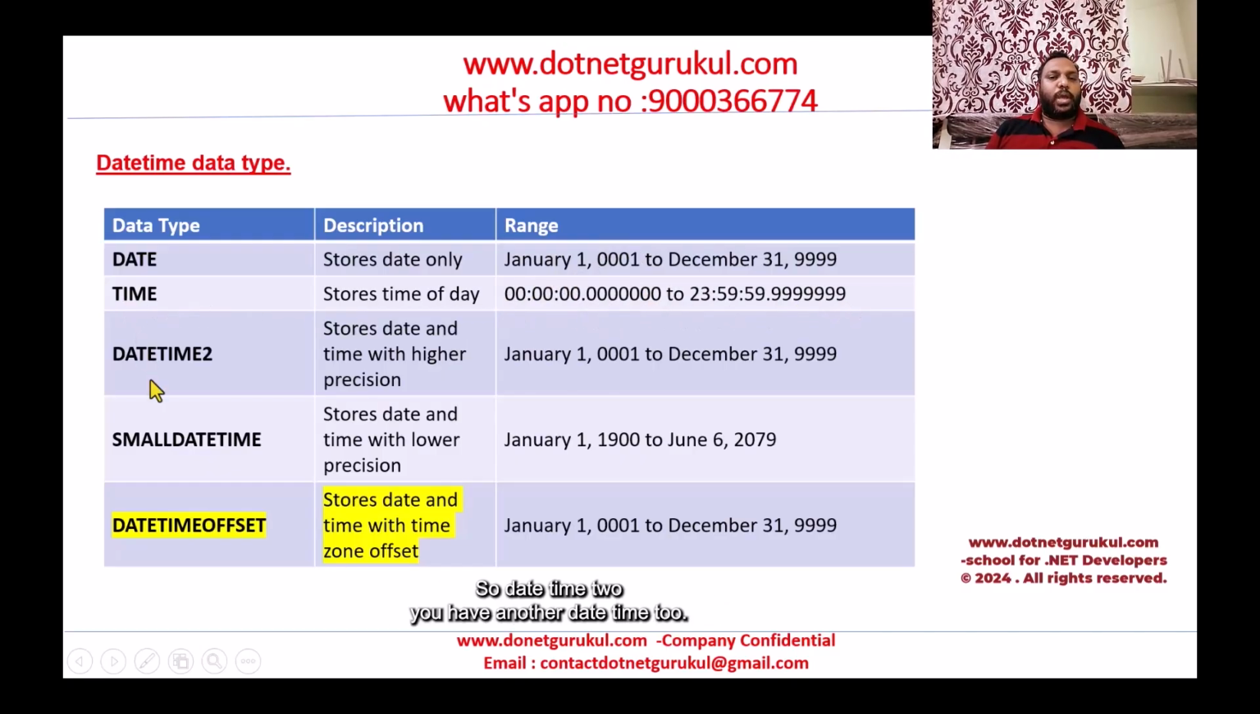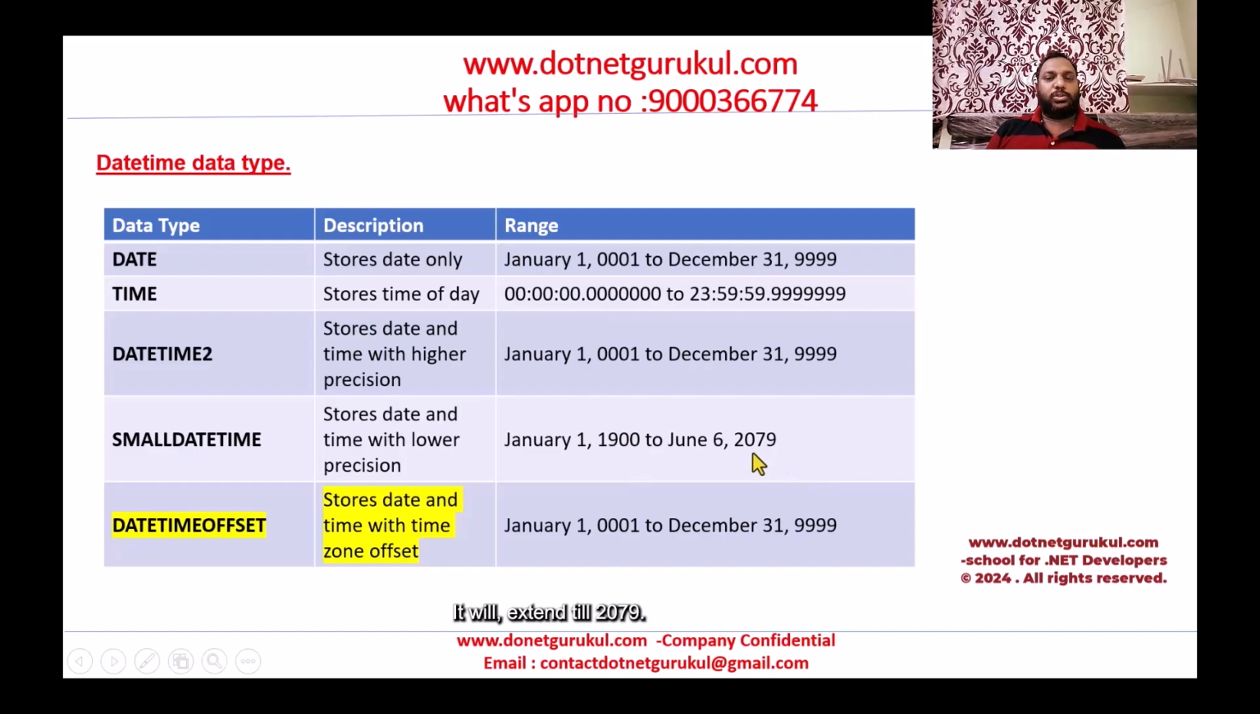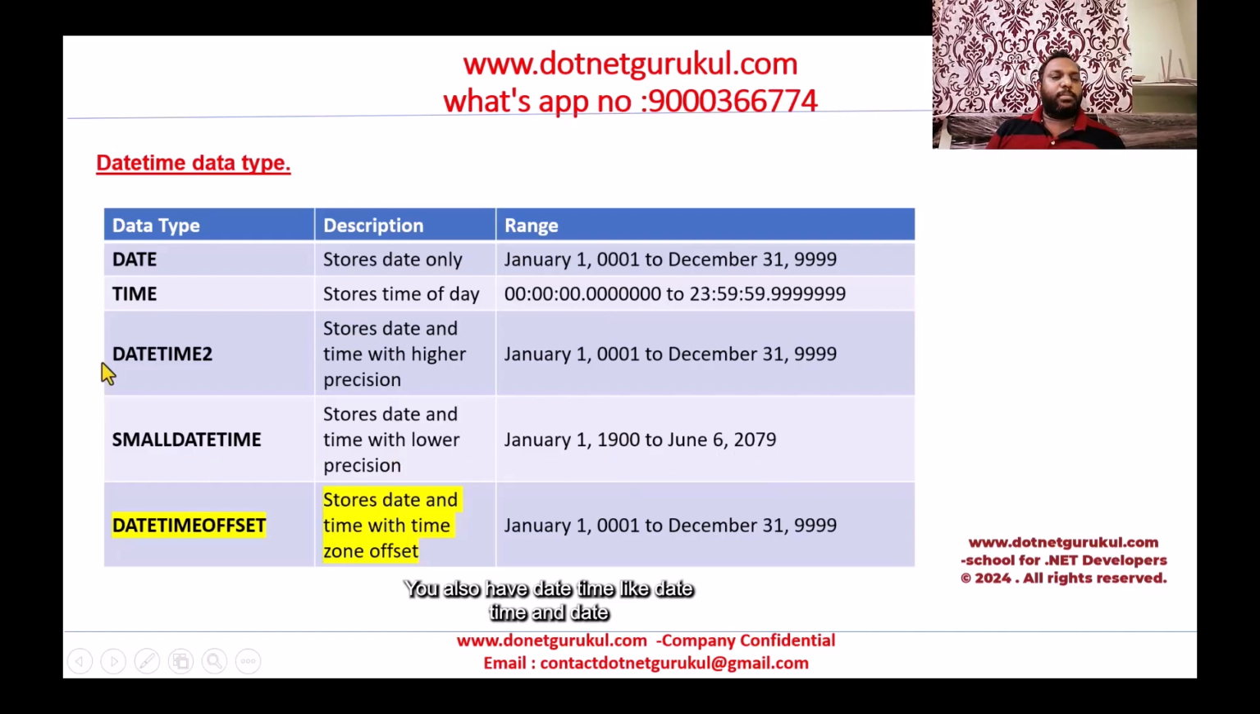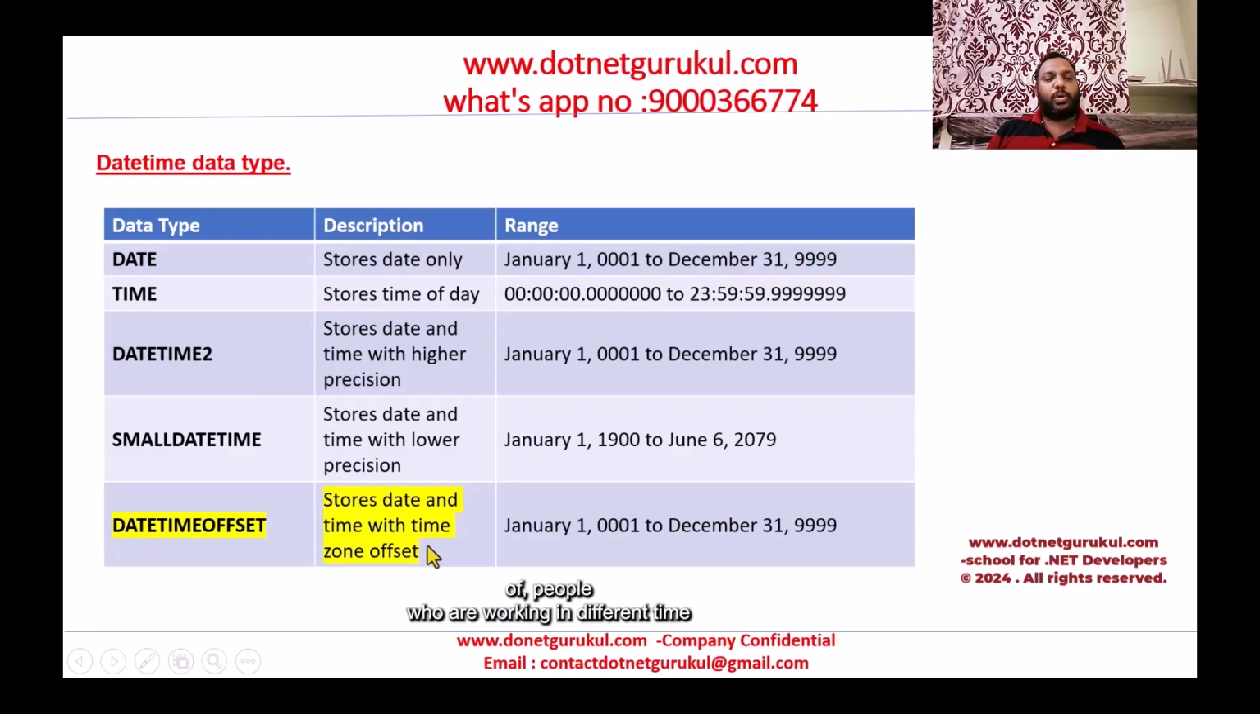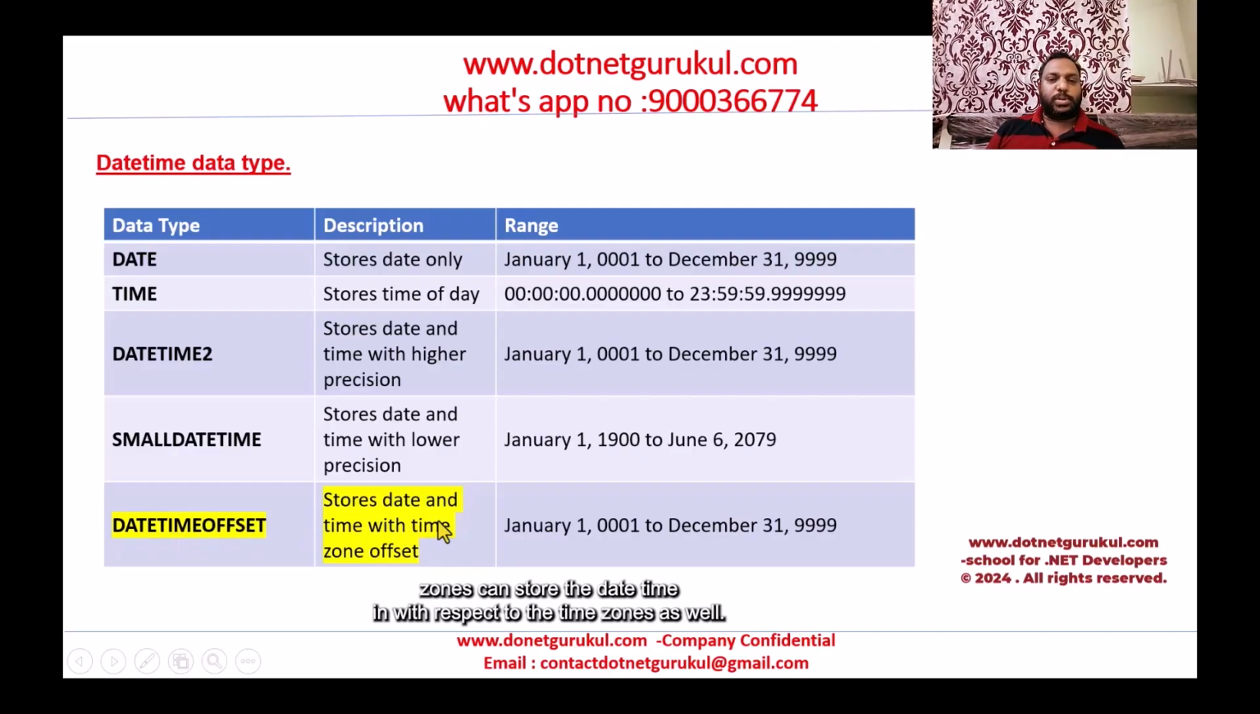DATETIME2 is another type with better precision, a combination of both date and time. You can have a better precision compared to DATETIME. And you have SMALLDATETIME, with this particular range, which extends till 2079. DATETIME and DATETIME2 have precision differences, and you also have DATETIMEOFFSET. DATETIMEOFFSET is new to us, for people who are working in different time zones, who can store the datetime with respect to the time zones as well. And here are the ranges.